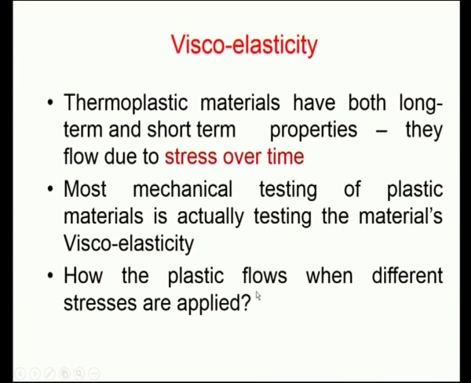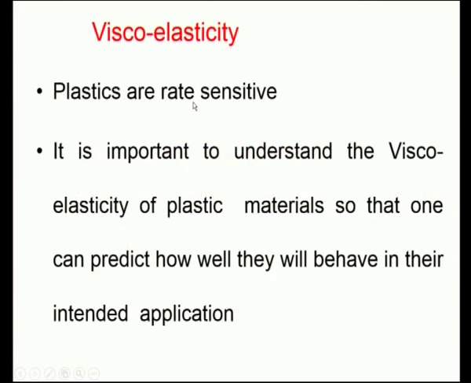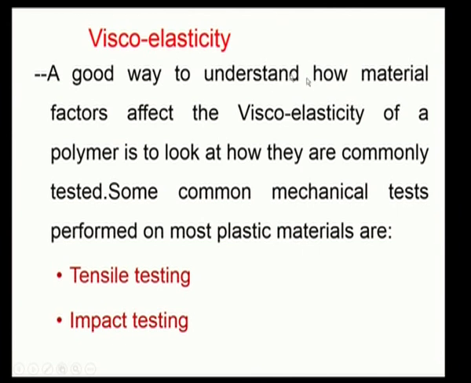Now, how the plastic flows when different stresses are applied, we will see. Now, the plastics are rate sensitive, that is, to the stress rate or the strain rate, both the rates. It is important therefore to understand the viscoelasticity of plastic material, so that one can predict how well they will behave in their intended application. So, by studying the viscoelastic property of the material, one can easily choose a type of plastic material for a type of application. Now, a good way to understand how these material factors, like the inherent physical properties of the polymeric materials, are going to affect the viscoelasticity of a polymer is to look at how they are commonly tested.